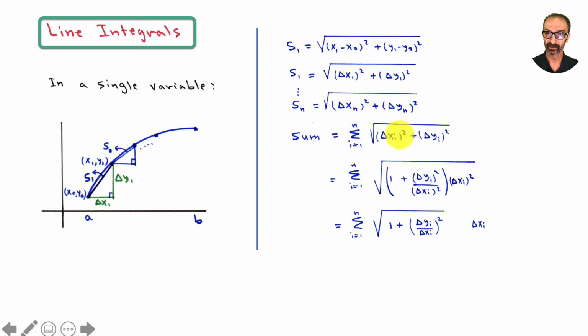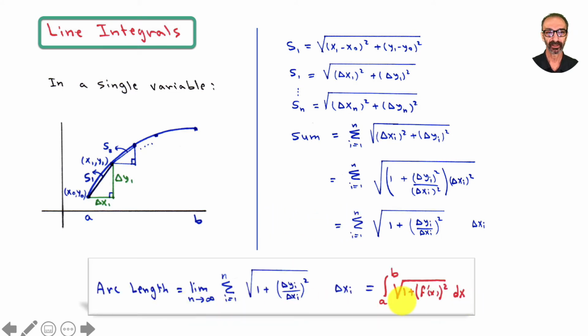To enhance this, I could, inside the square root, factor out delta xi squared. Once you do that, this becomes 1, and to adjust it back, I need a delta xi squared in the denominator. Let's apply the square root to both factors, and this now becomes delta xi. Now this is a nice form for integration. After you apply the limit, it becomes integration, and that's the final answer.